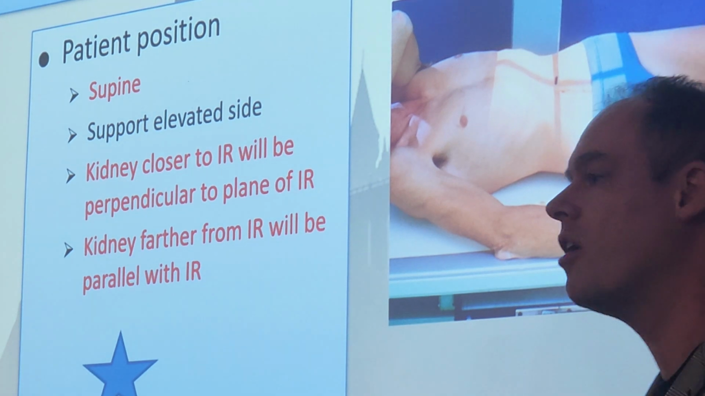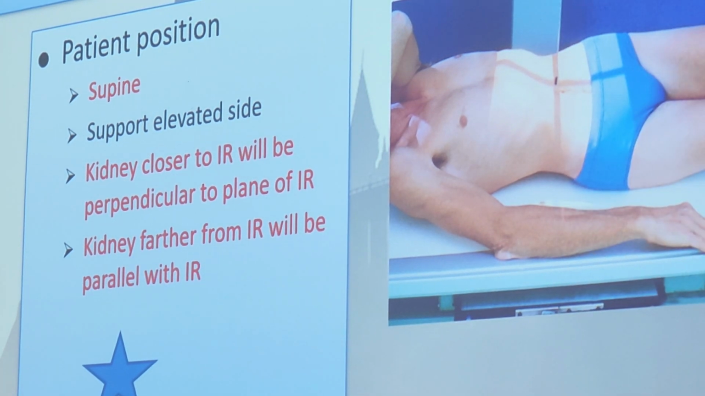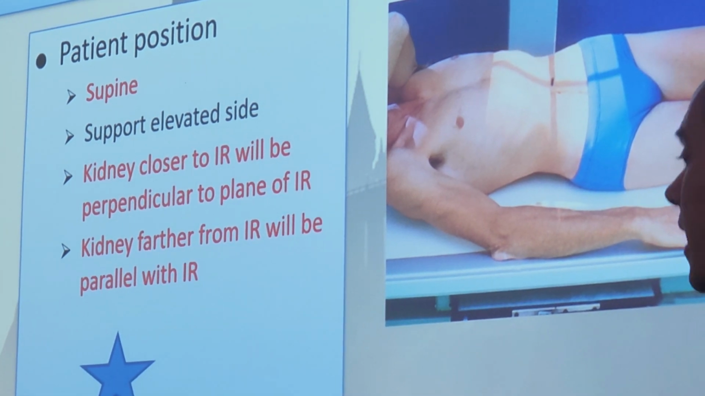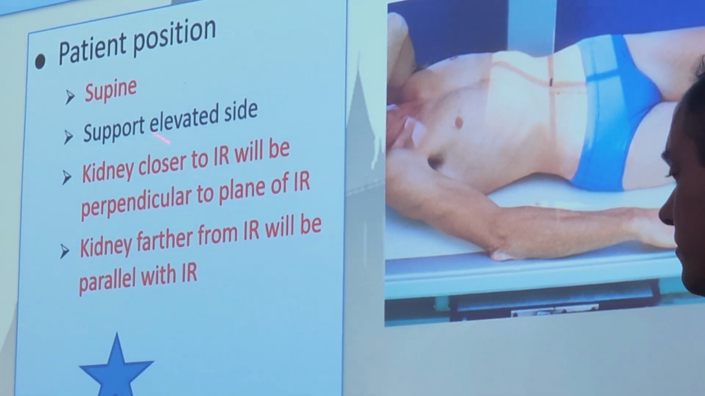Okay, so when we're doing our RPOs and LPOs, we only do RPOs and LPOs. My kidney that's on the down side, so if I'm doing RPO, my right side's down, that kidney will be perpendicular to the plane of the IR. It'll also be placed in profile. That's the star of our show, the right kidney. The opposite kidney, which is not the current star of the show, will be placed farther from the IR and be considered parallel. So we're looking at the downside kidney.